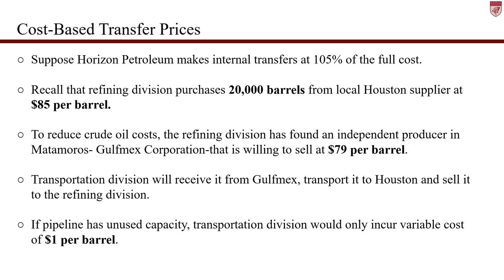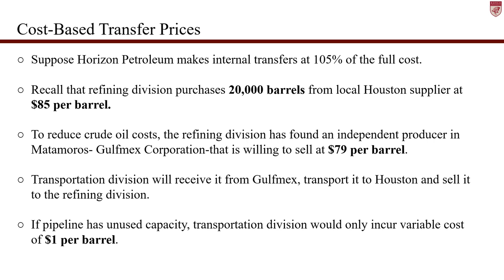Recall that the refining division purchases 20,000 barrels from the local Houston supplier at $85 per barrel. But now, in order to reduce the crude oil cost, the refining division found an independent producer in Matamoros, Gulfmex Corporation, that is willing to sell at a lower price of $70 per barrel of crude oil. First off, the transportation division will receive the crude oil from Gulfmex once they do business with Gulfmex, and then transport it to Houston and sell it to the refining division.